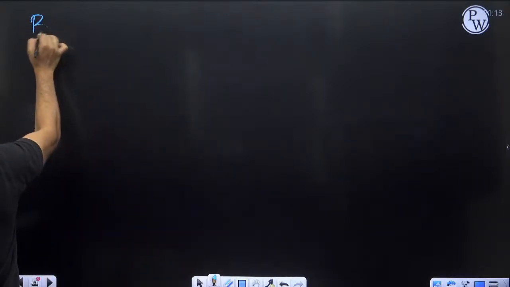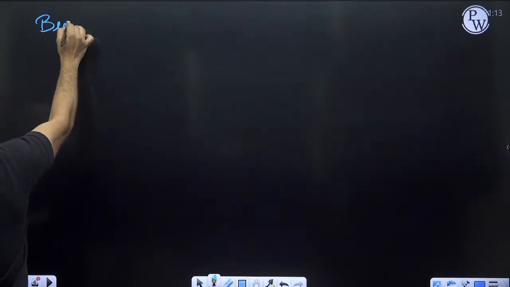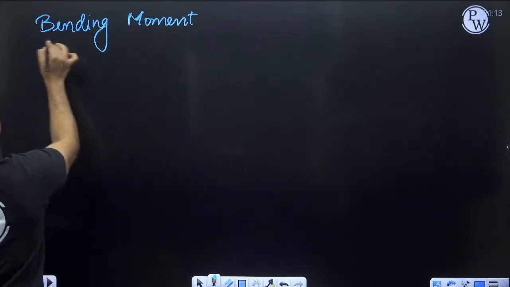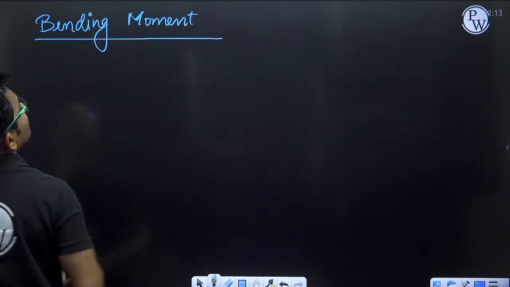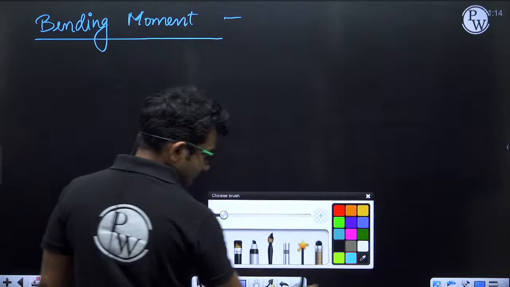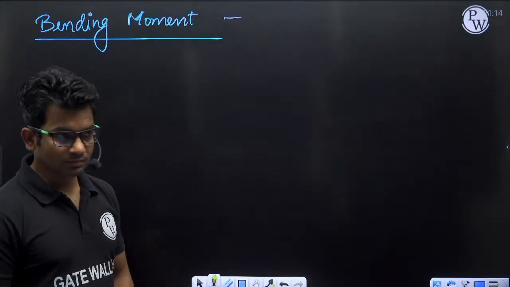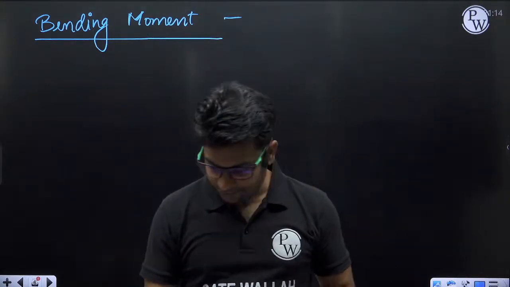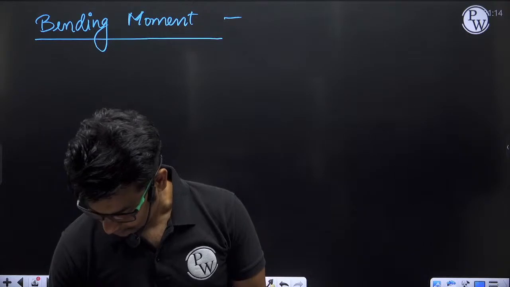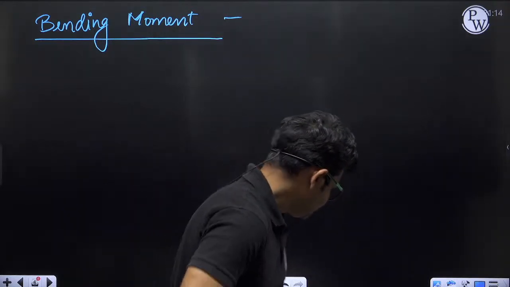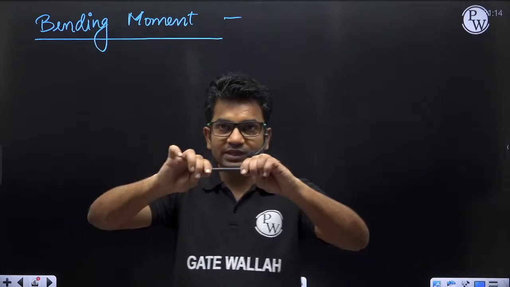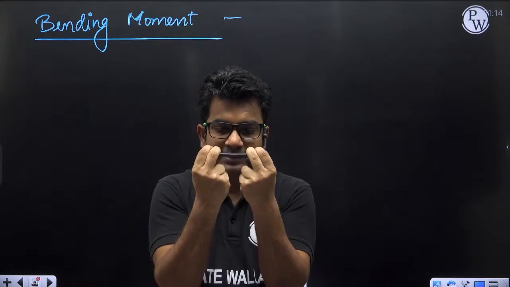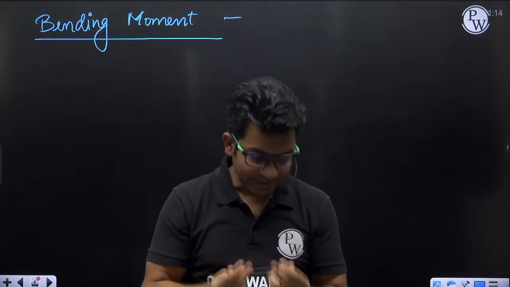Bending moment. Bending moment is that moment which will bend the beam. So if my beam is like this, and if I have applied a moment, and that moment which is responsible for the bending of the beam, that will be the bending moment.